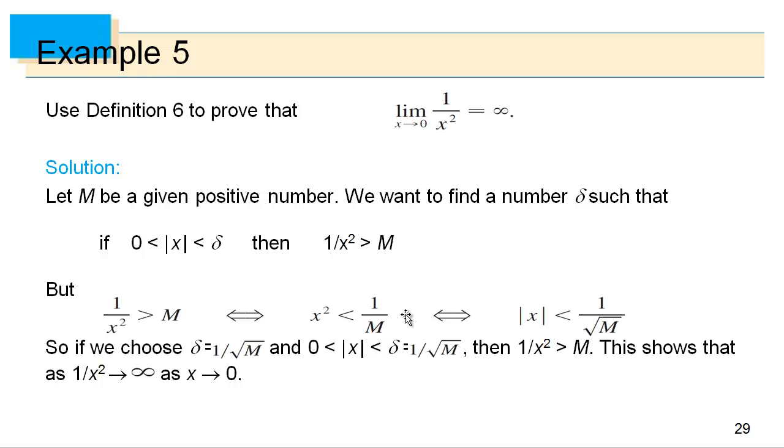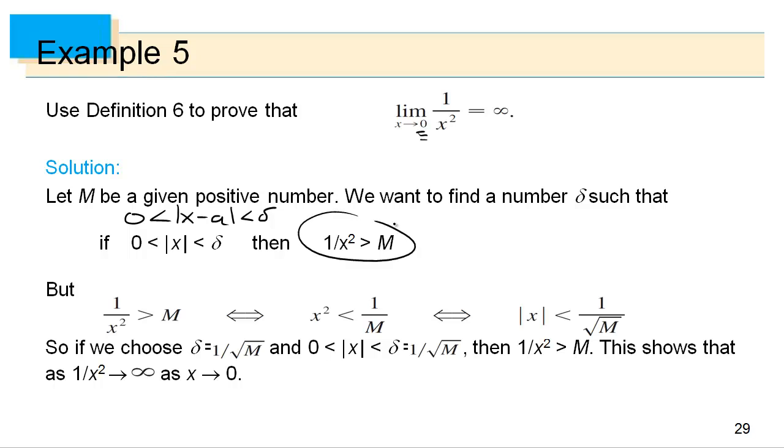We can use that definition to prove that as x goes to 0, 1 over x squared equals infinity. So we let M be any given positive number. We want to find this delta such that if the absolute value of x is less than delta, and why is it just the absolute value of x? Well, remember the original thing is 0 less than the absolute value of x minus a, is less than delta, and in this case a is 0. If this is the case, then we know the function is greater than whatever M we choose.